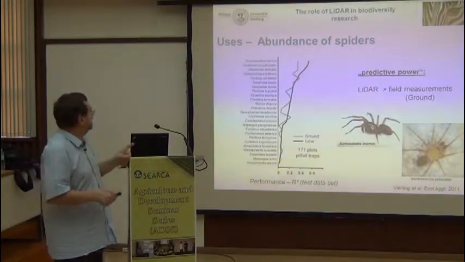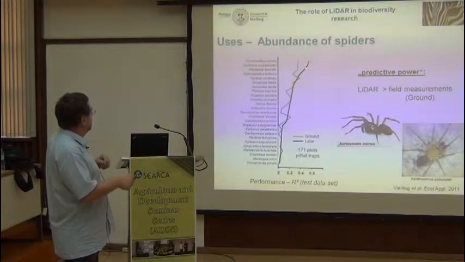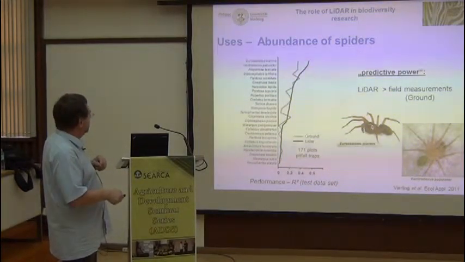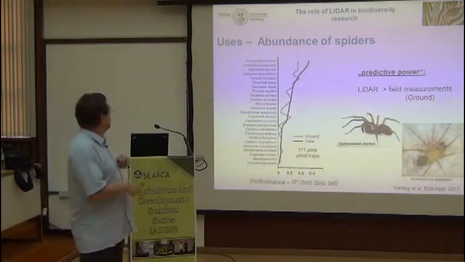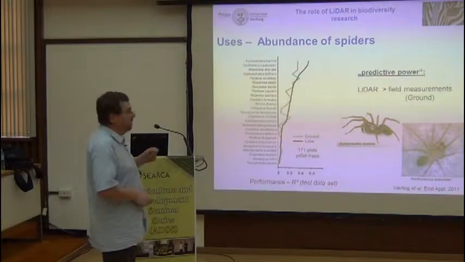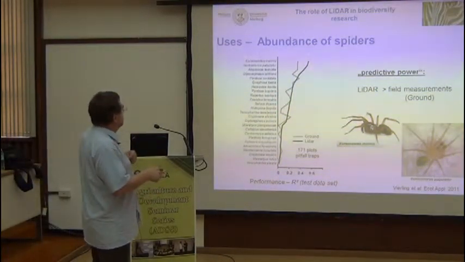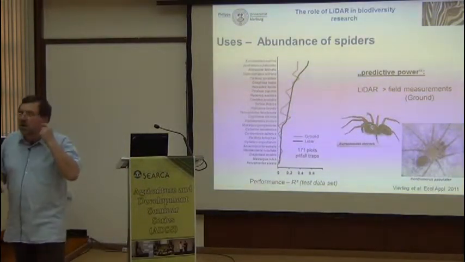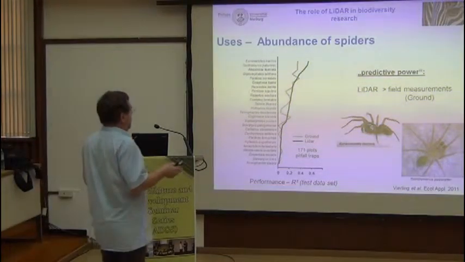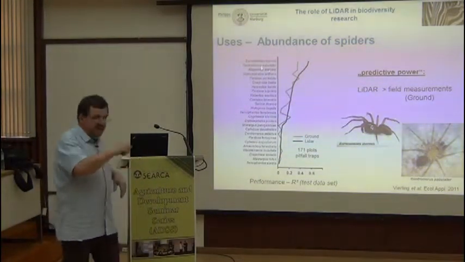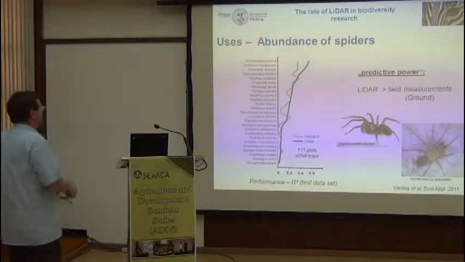We did the same exercise here for spiders. We ranked spiders according to predictability with LiDAR, and here only plotted ground survey data for the spiders, and again you see the ranking is almost the same. And some species are easy to predict, again with a predictability of about 50-60%. In some species we have no chance to predict at all, predictability is roughly zero. This has nothing to do with abundance. We used only species with a sufficiently high abundance for modeling.